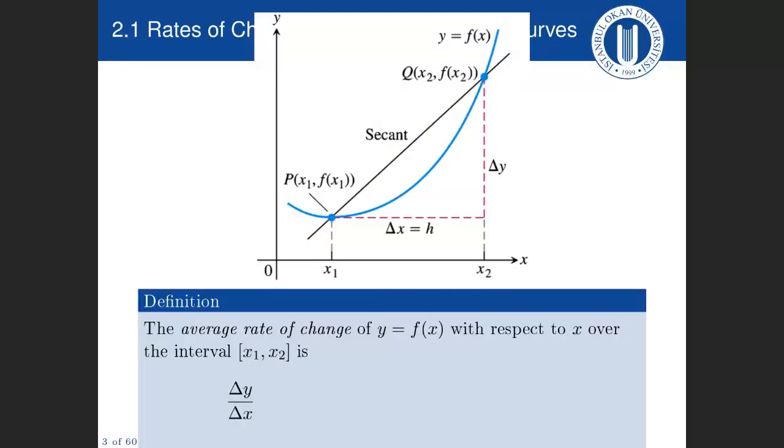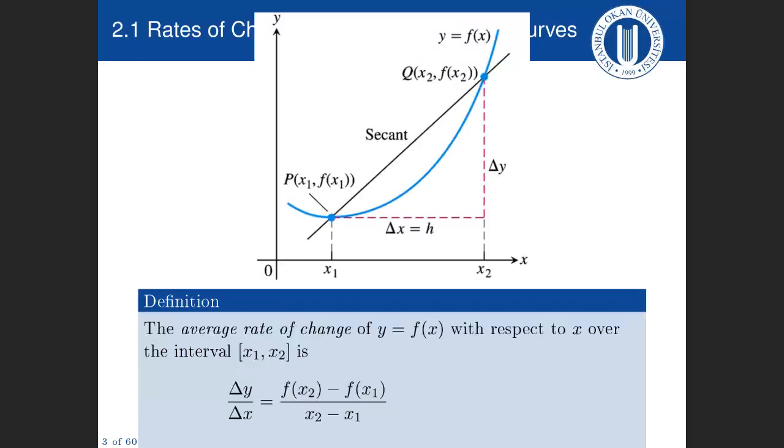The average rate of change of a function y equals f of x with respect to x between x1 and x2. Look at the graph at the top. It's how much does y change divided by how much does x change. We use this triangle, which is a capital letter delta, for how much it changes. So capital delta y means how much does y change.